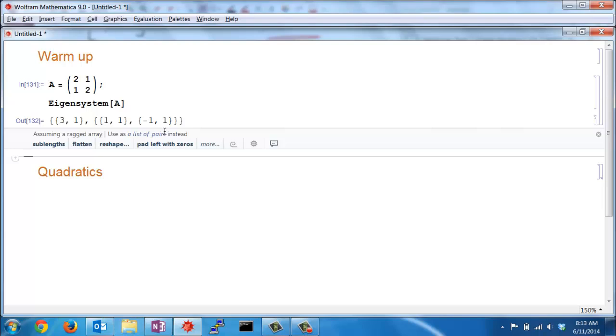So just start typing in eigen, and you'll have a whole list of commands here. It's not just fun to say eigen.